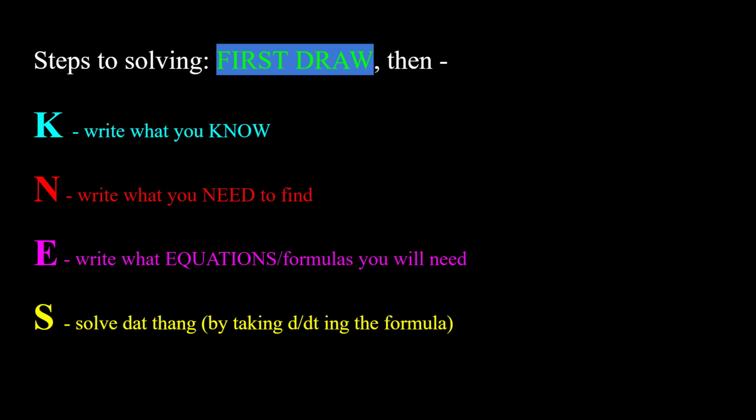So that's kind of like a first step. But then you just want to write what you know, everything that they tell you in the problem, just like a list. Then write what you need to find. And this might seem so straightforward, but it actually really can help you, because sometimes the hardest part is just knowing what it means. Like, okay, what does this mean? What value is that? And this helps you organize it. Then you write what equations or formulas you will need because you're probably going to have to find something that they didn't tell you. Not only that, like I said, we take the derivative d/dt of the formula that we use. Then, last thing, solve by taking d/dt of the formula.